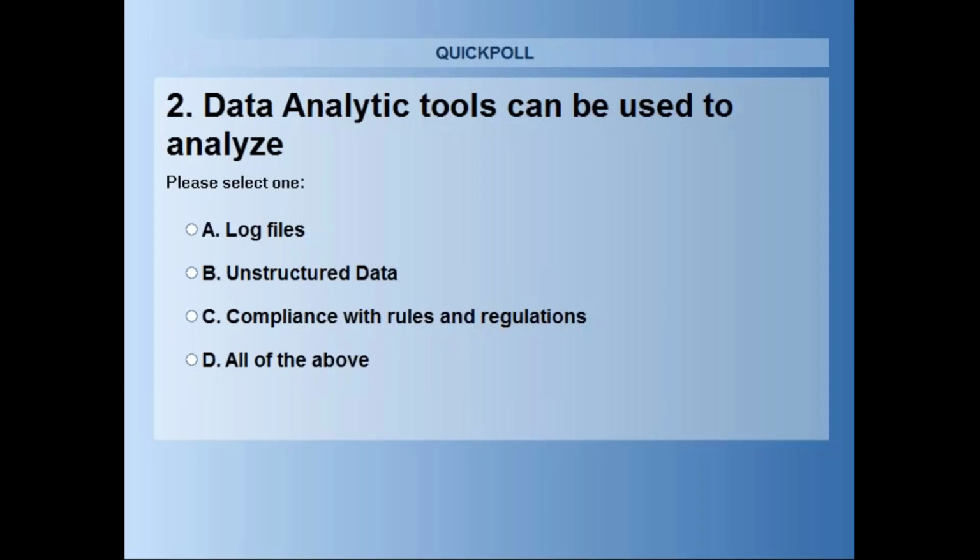Okay, our second polling question: data analytic tools can be used to analyze A, log files, B, unstructured data, C, compliance with rules and regulations, or D, all of the above. And we've had a number of questions come in, Lenny, so let's see if we can hit some of the highlights here. Jeremy asked, what is traditional AP analytics?